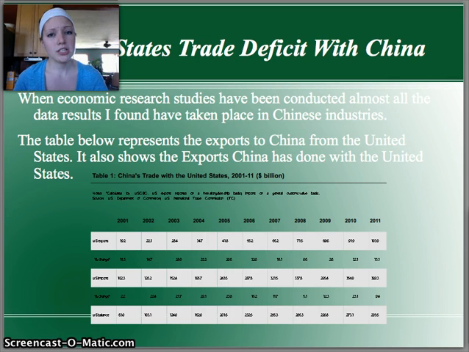And then I also looked into the trade deficit with China because we do a lot of trading with China. Most of our imports are from China. And the table below just represents the past 10 years from 2001 to 2011 of what we export to China, what we import from them, and what they export to us. And then at the very bottom line below, it just shows the levels of the trade deficit that we have with China.